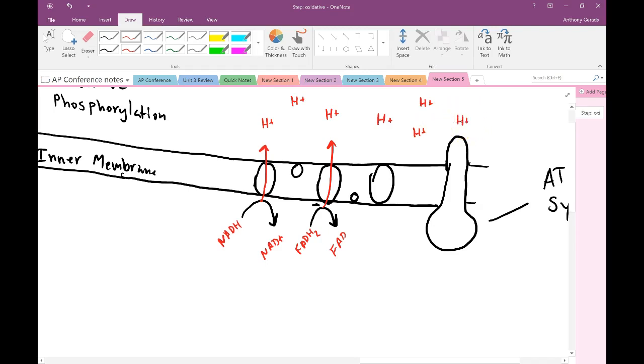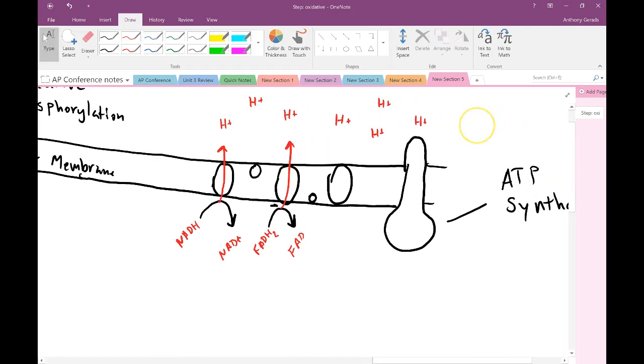So we have a very high concentration of them. Do we like it when we have a very large amount of something in one area, or do we like it to be spread out? We like it when it's spread out. So now that I've built this real high concentration of hydrogen ions on the outside, it doesn't like that.